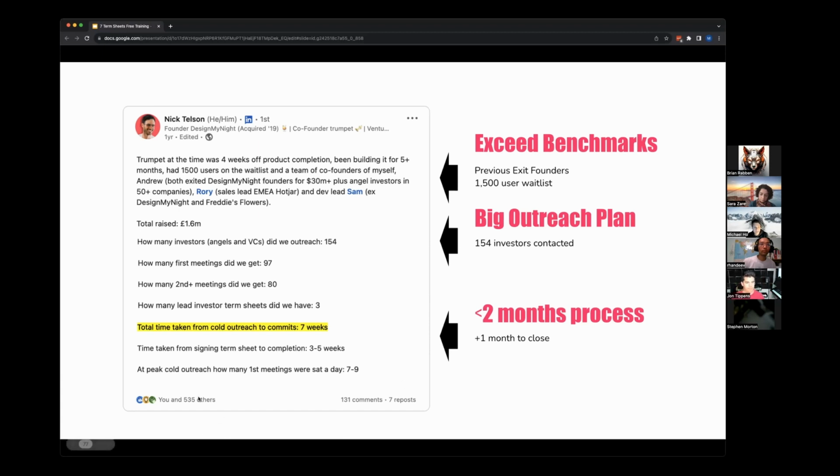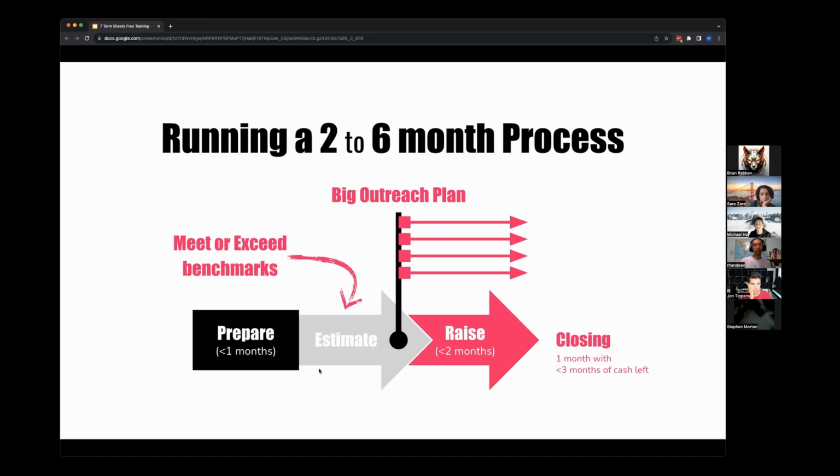And at peak, they were having 7 to 9 first meetings a day. So same funnel numbers, just compressed into a smaller time window in order to close the round faster. So it's possible to do. It just takes a lot of effort in a shorter period of time.